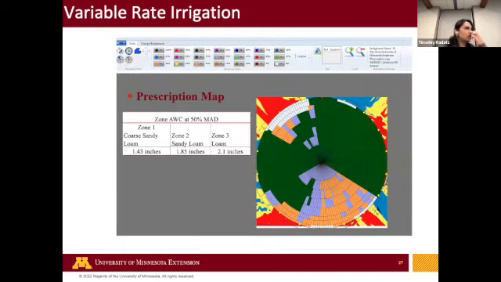So this is our prescription map. The irrigation system on the field was a Valley irrigation system, so we used the Valley software for doing that. You can see this green color is 100% irrigation. Our uniform irrigation plots got the same amount of irrigation no matter how many zones exist. However, our VRI plots, which are these 2 at the bottom and 1 at the top, we irrigated based on the zones that we developed.